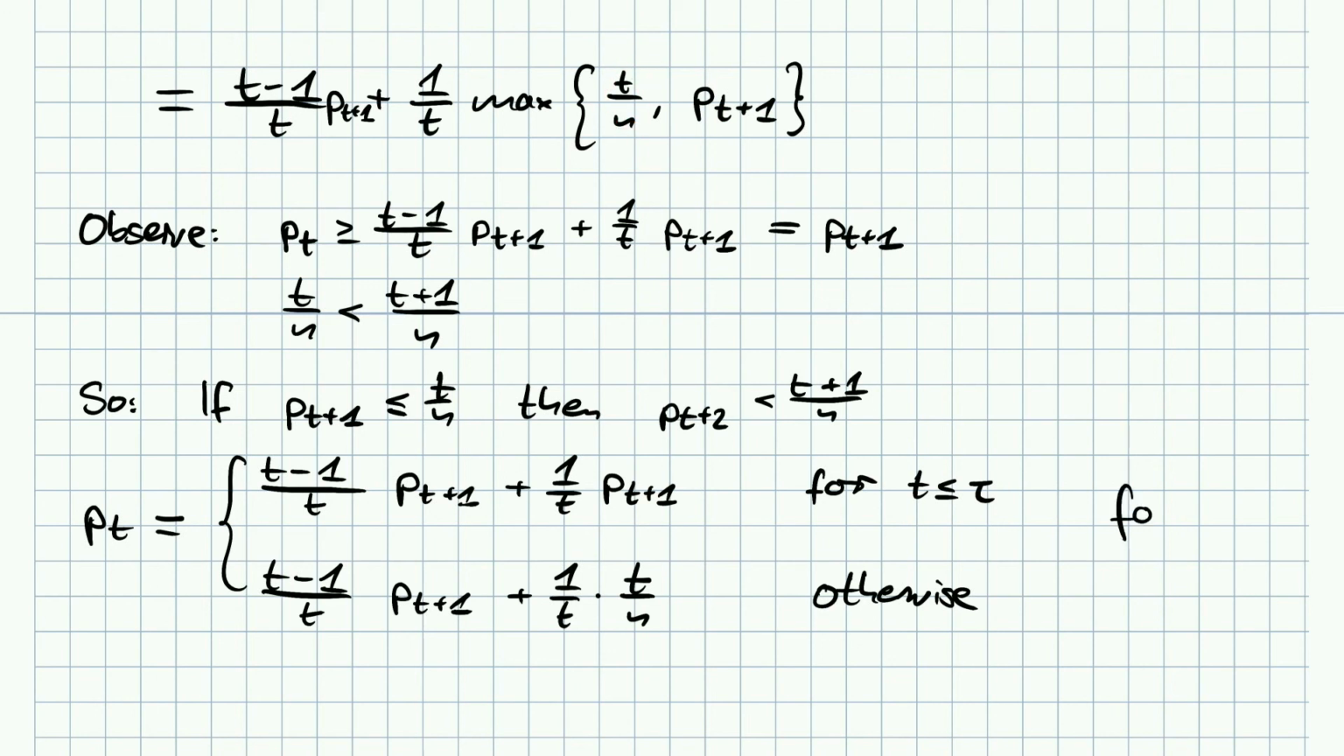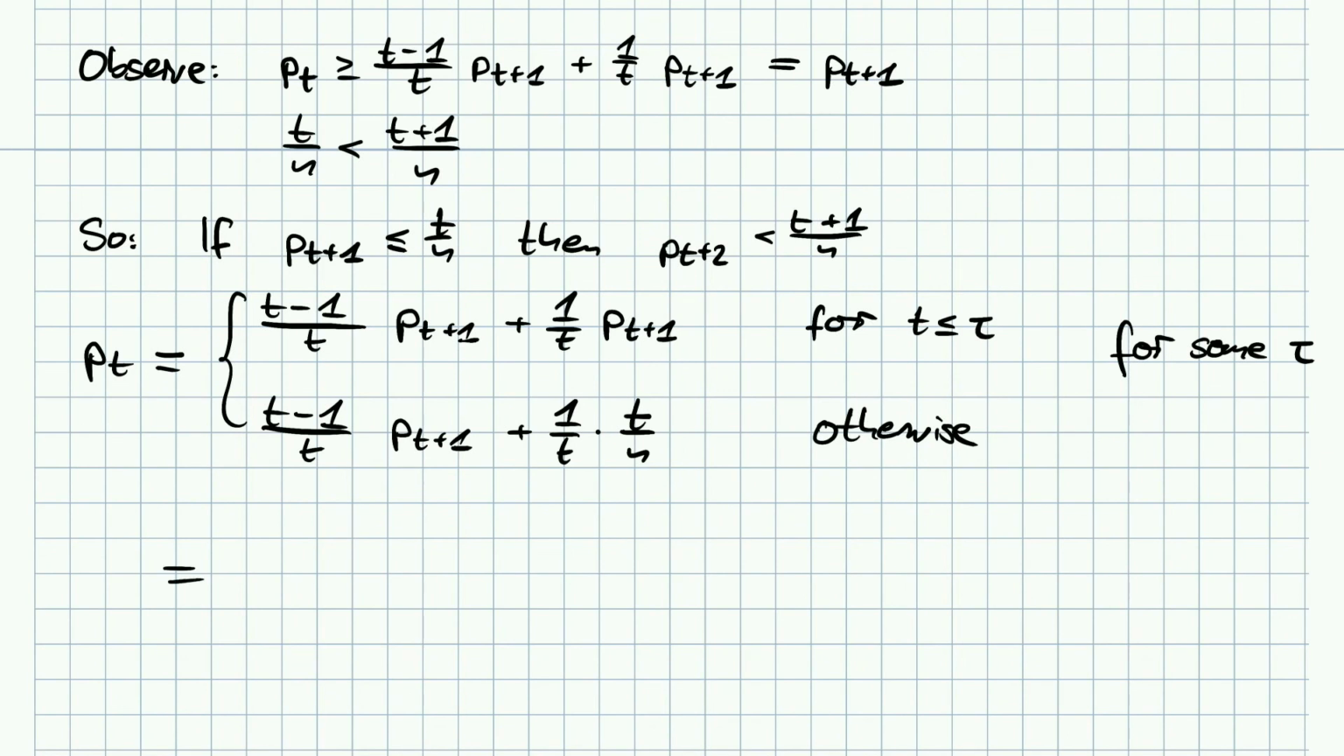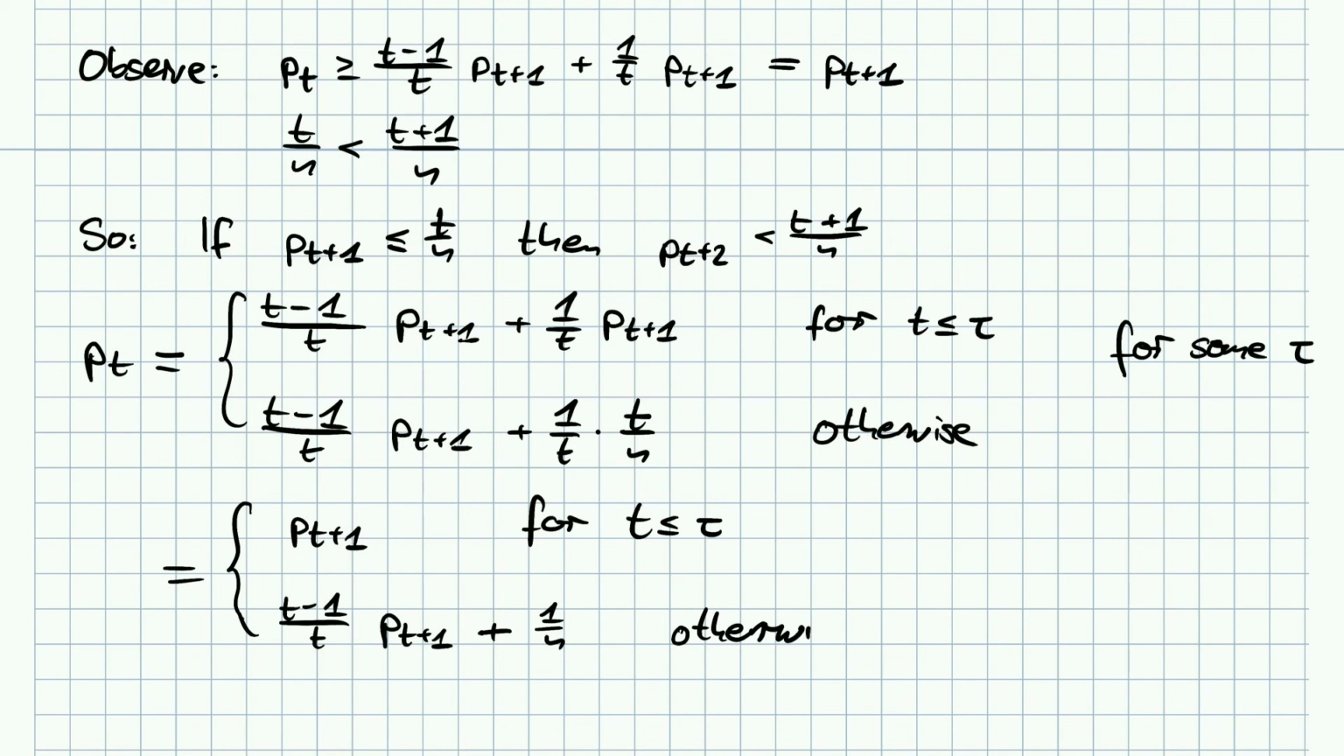And this is true for some tau, of course. There will have to be this point in between where we're switching. And this now means that this P_t is equal to P_{t+1} for t being at most tau, and afterwards it will be (t minus 1) over t times P_{t+1} plus 1 over n for these larger t.